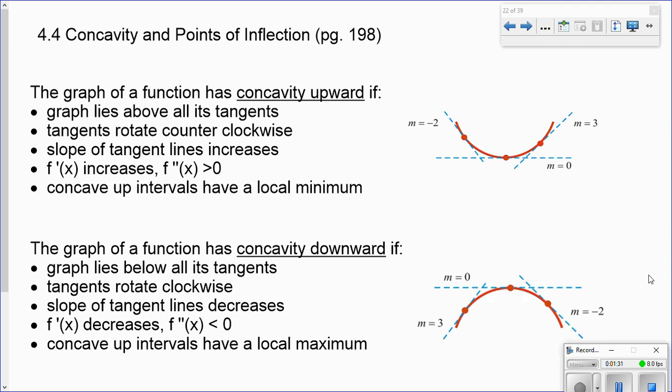The graph lies below all of its tangent lines. Tangents rotate clockwise. The slope of tangent lines decreases, and if the first derivative decreases, then the second derivative is less than 0. And concave down intervals have a local maximum, and those definitions are explained in your textbook.